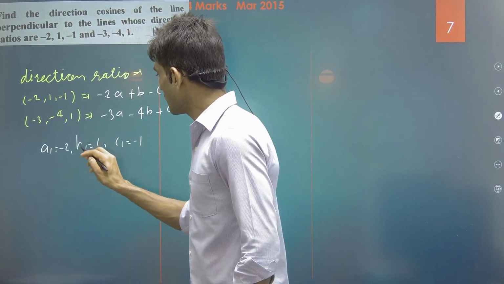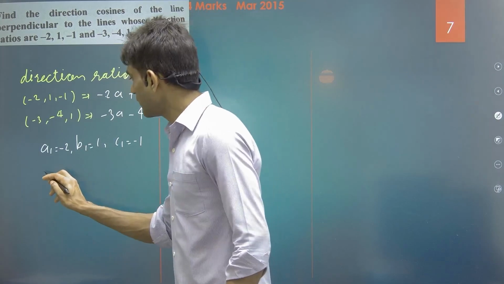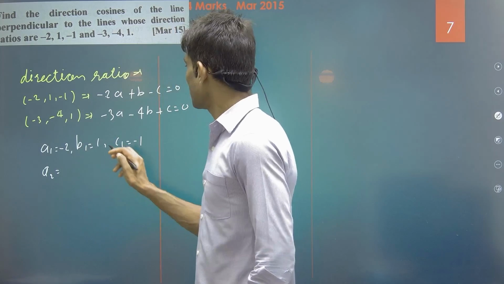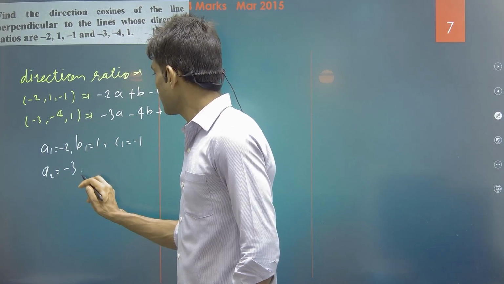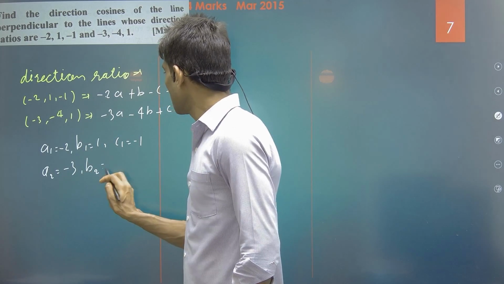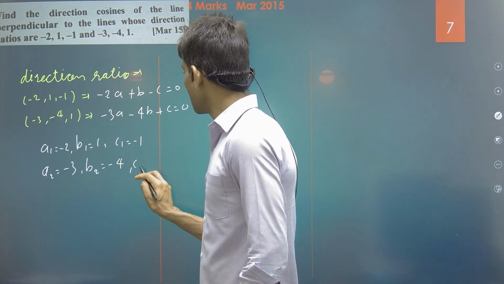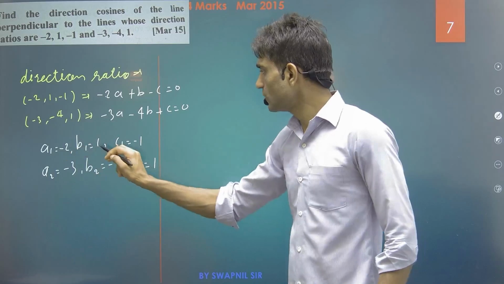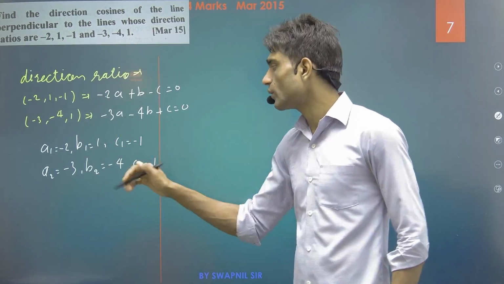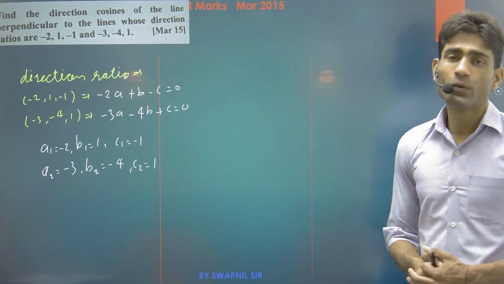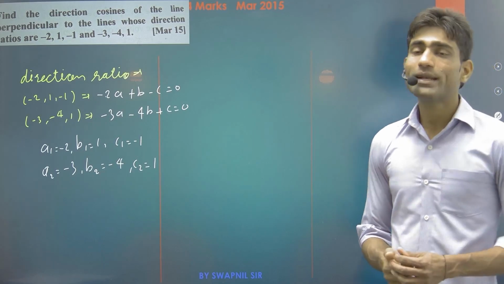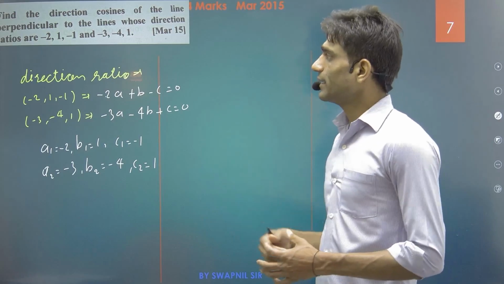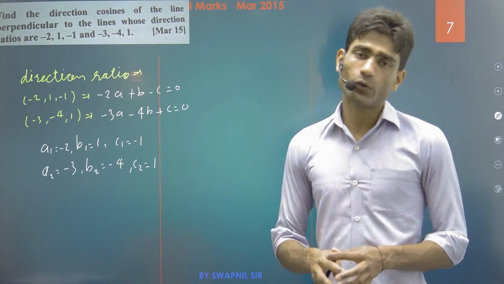A1, B1, C1. Similarly for A2, B2, C2: A2 is -3, B2 is -4, and C2 is 1. So we have -2, 1, -1 and -3, -4, 1, which are the values for our required direction ratios. Using these direction ratios, find the direction ratios for our perpendicular line.